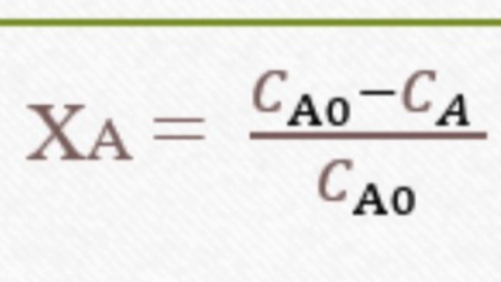The rate equation for the saponification reaction is -Ra = k Ca Cb, where Ra is the rate of reaction, k is the rate constant, Ca is the concentration of sodium hydroxide, and Cb is the concentration of ethyl acetate. After that, we will understand conversion, which is XA. XA equals (Ca0 - Ca) upon Ca0.